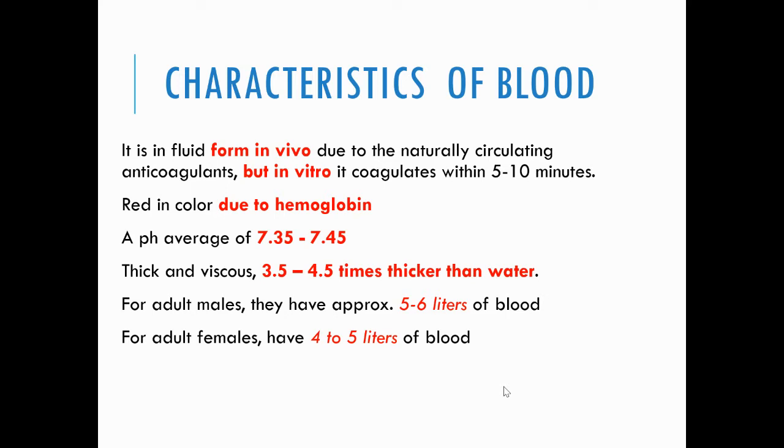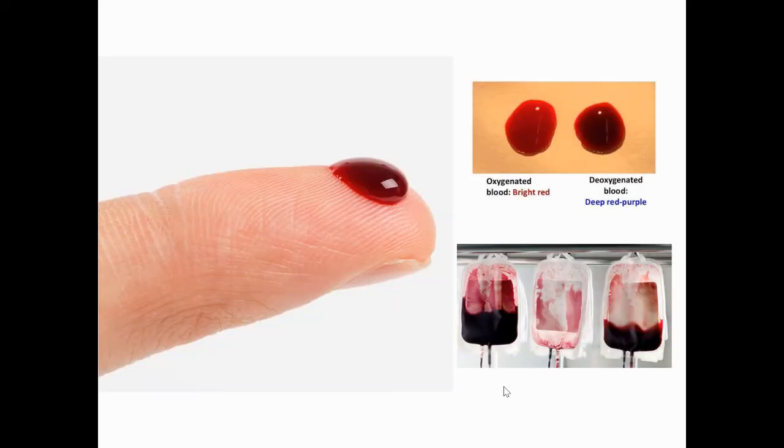and the pH of our blood kabalo dapat ninyo mabalaan because we are medtechs. So it is 7.35 to 7.45. It is thick and viscous, and it is 3.5 to 4.5 times thicker than the water. For adult males, kay naay 5 to 6 liters of blood, while for females kay they have a lower amount of blood, which is 4 to 5 liters.